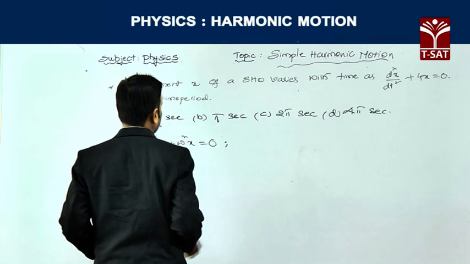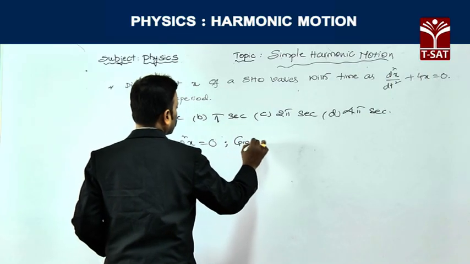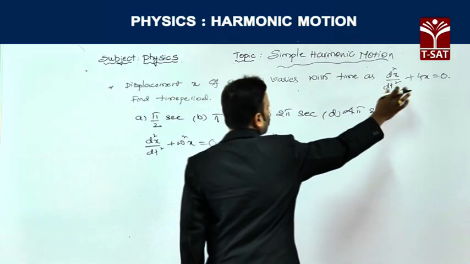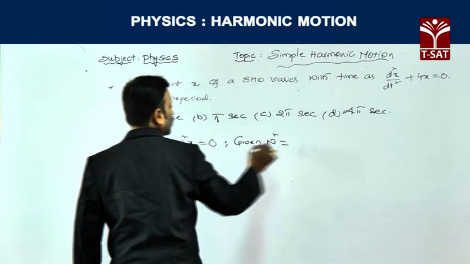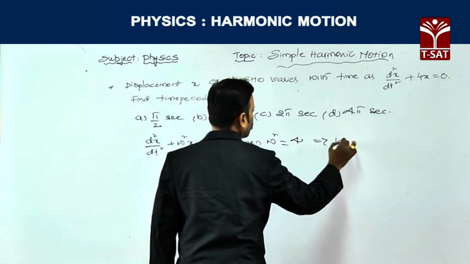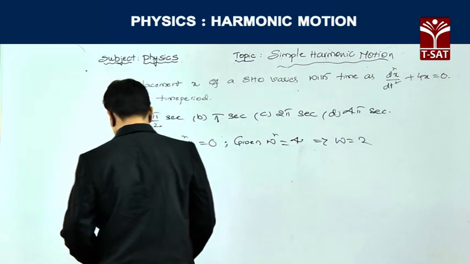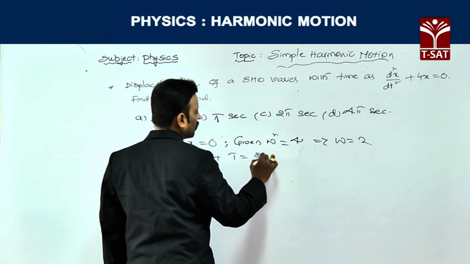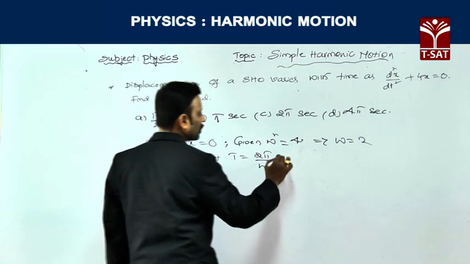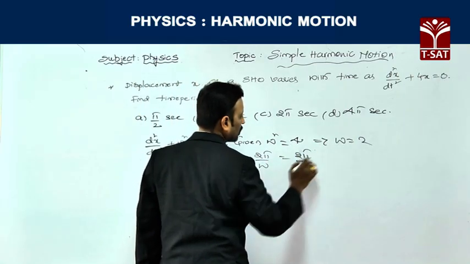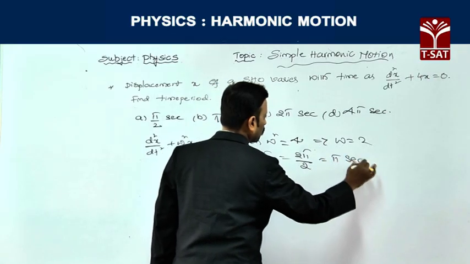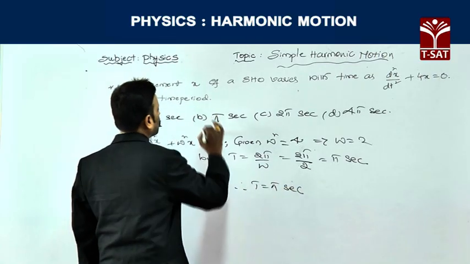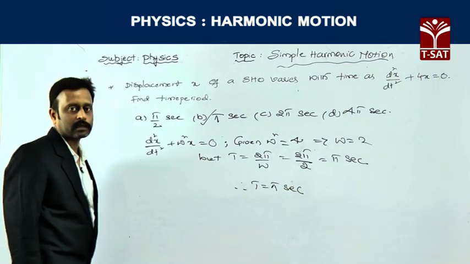Here, given, when you compare this equation with that equation, omega square is equal to 4. From this omega is equal to 2, but we know time period T is equal to 2 pi by omega, that is 2 pi by 2, that is pi seconds. Therefore, the time period is pi seconds. So, the second option is the correct one.